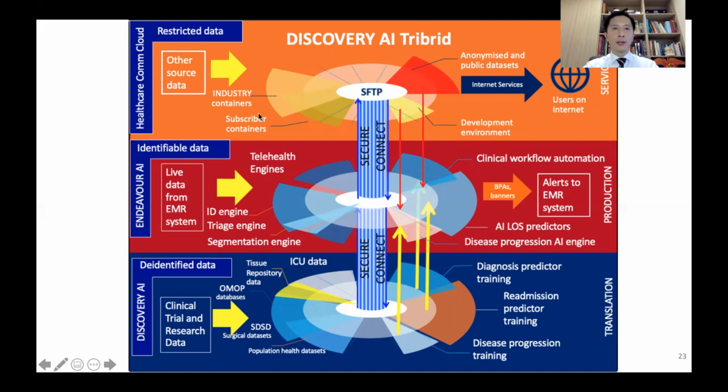We also have another layer here called the Healthcare Commercial Cloud. This is a secure commercial cloud instance that allows us to interact with the internet, because these two layers here are internet separated, whereas this is internet connected. It also allows us to collaborate with industries to onboard their innovative AI tools that we can test before we deploy here in Endeavour AI. So we call this the Discovery AI Tribrid, that allows us to maximize the best of research data as well as the best of commercial innovation.